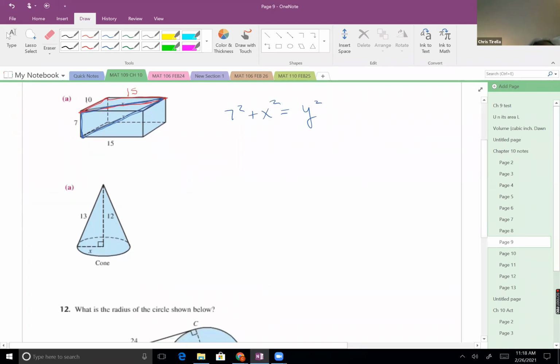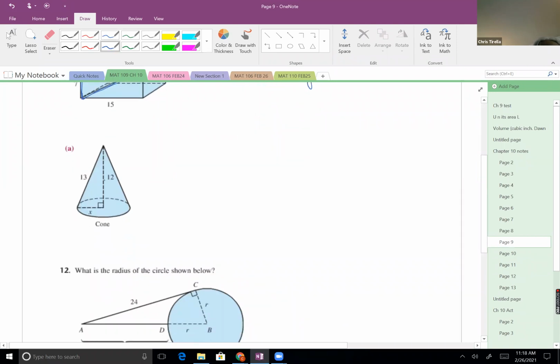The cone, I think, is pretty straightforward. Does everybody see how to solve the cone? We would have x squared plus 12 squared equals 13 squared. And once it's set up, is everybody okay with finishing it? Would it be wrong if you did x squared plus 13 squared? Yes. When we're looking at a squared plus b squared equals c squared, a and b have to be the legs. C has to be the hypotenuse.